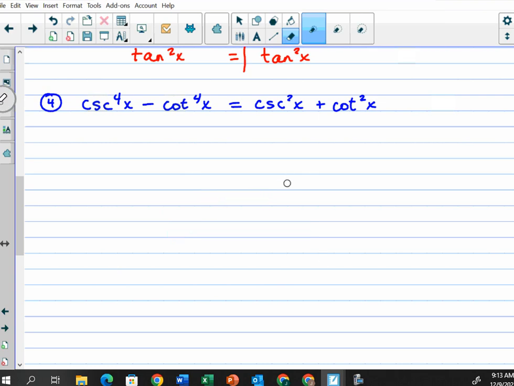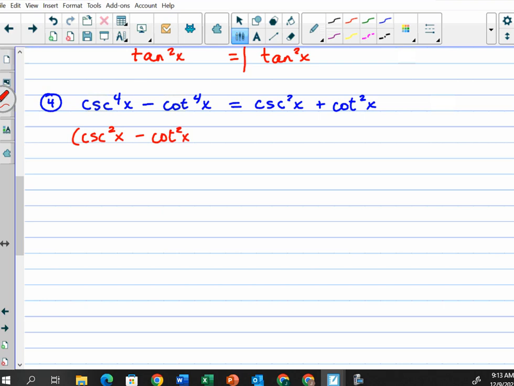Oh, wait. Oh, that's all you need to do, right? Yeah. All right, guys. We factor. It's cosecant squared x minus cotangent squared x times cosecant squared x plus cotangent squared x. Cosecant squared minus cotangent squared is what? 1. And then you are done.